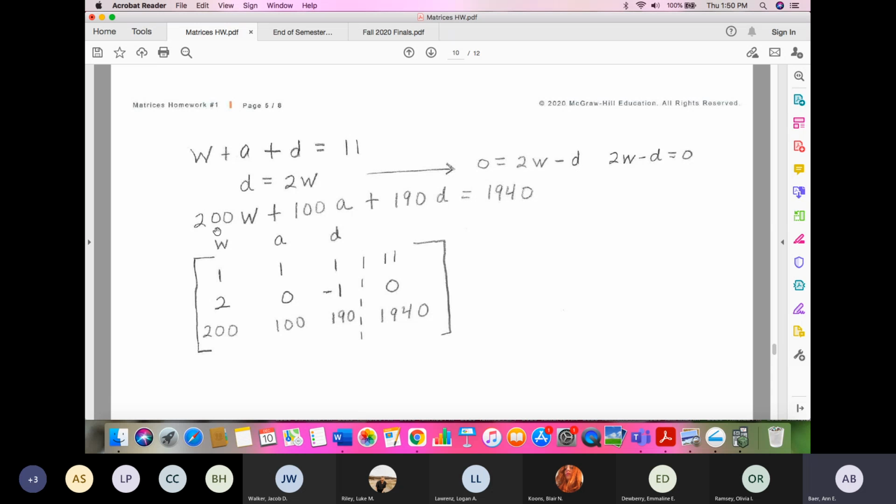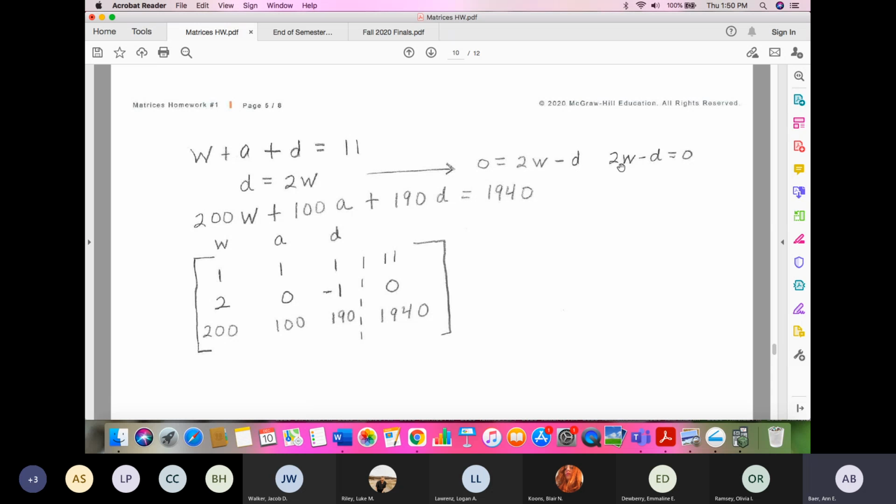Over here, let's do this one next. The coefficients of W, A, and D are 200 for the W column. Doesn't matter which order you do these in. 100 for the A column. 190 for the D column. Equals 1,940 for this column.